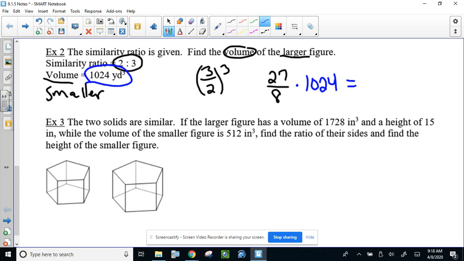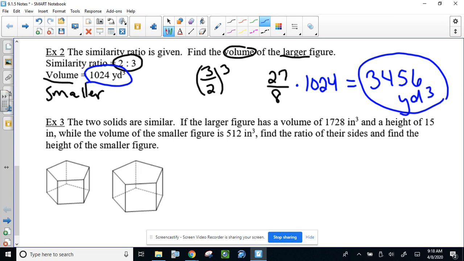And so then that is going to give me, let me do this quick calculation, 27 divided by 8, which would be about 3.375 times 1024. And so our larger volume, and our answer should be bigger because we're finding the larger volume, is 3,456 yards cubed. Okay, not too bad.